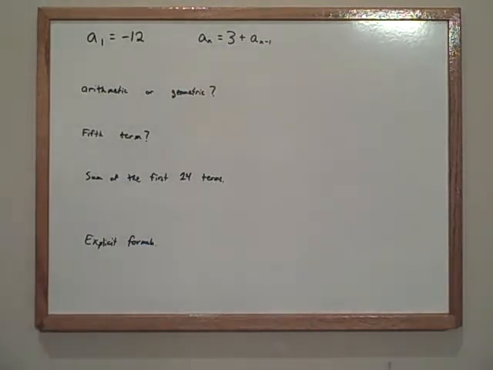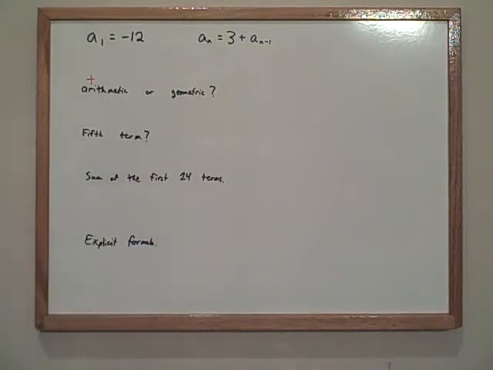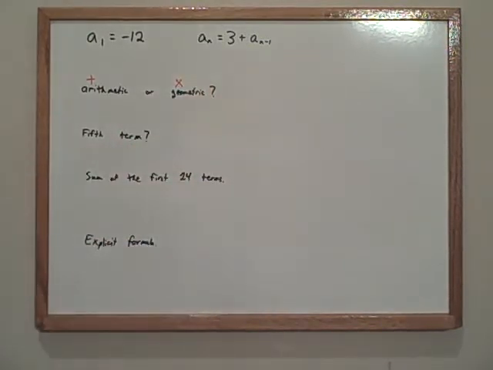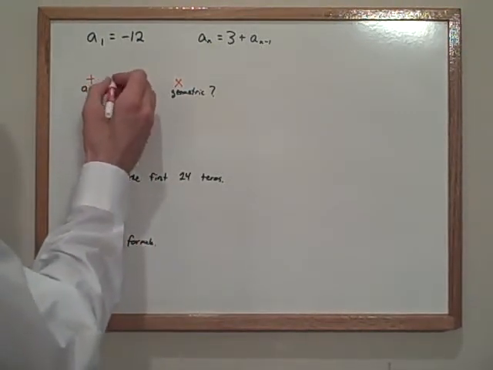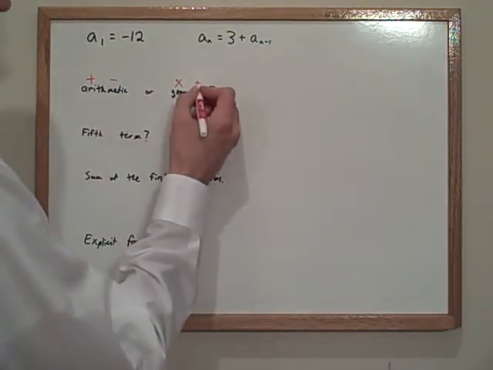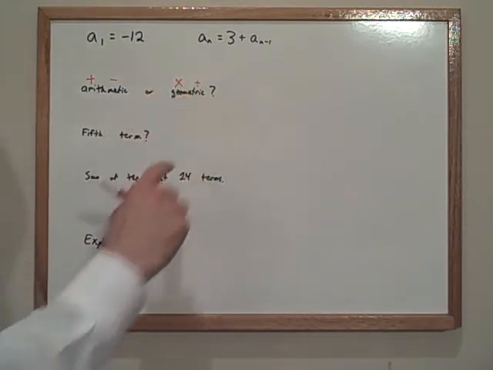Okay, so we've been given the first term, and we need to decide if it's arithmetic or geometric. So it is arithmetic if we are adding. It's geometric if we are multiplying. Now, I've thrown a couple other things in here that are very similar. If it's arithmetic, we can also be subtracting, which is the same as adding a negative. If it's geometric, we could be dividing. For example, if we were dividing by 2, it's the same as multiplying by a half.